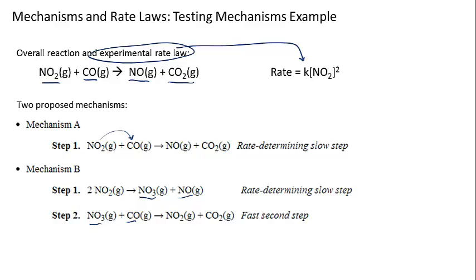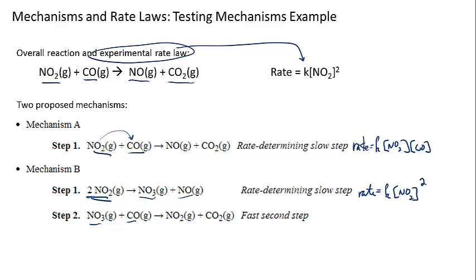So for mechanism A, we predict the rate will be equal to k times the concentration of NO2 times the concentration of CO, because those are the reactants in that elementary step. In mechanism B, we expect the rate to be equal to the rate of the slow step, so it'll be k times the concentration of NO2, and there are two of them there, squared.